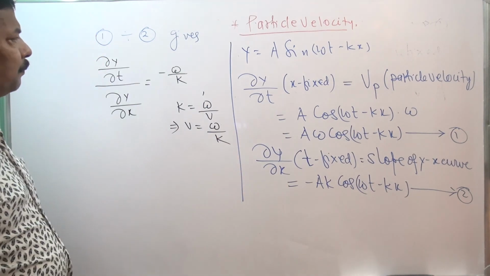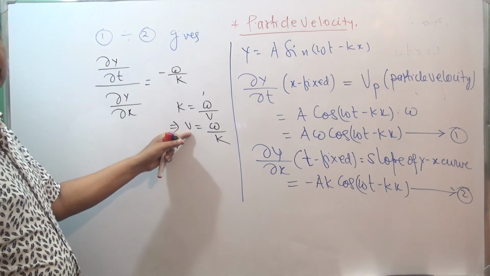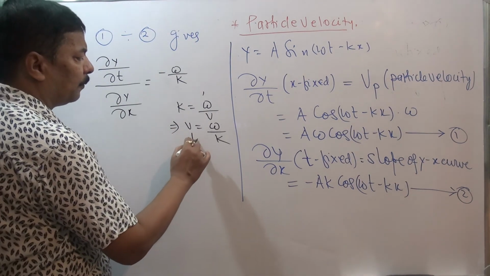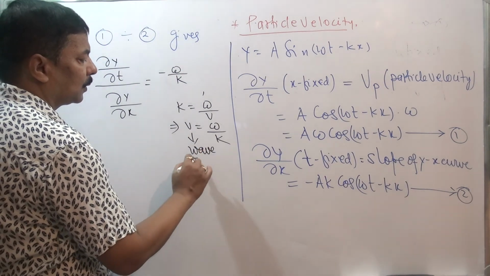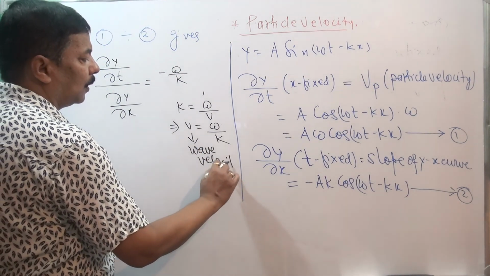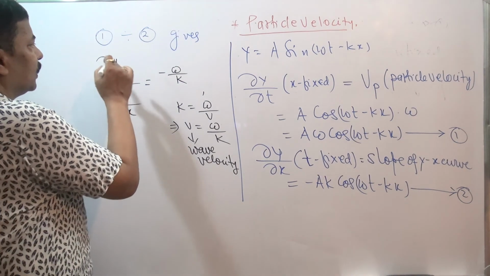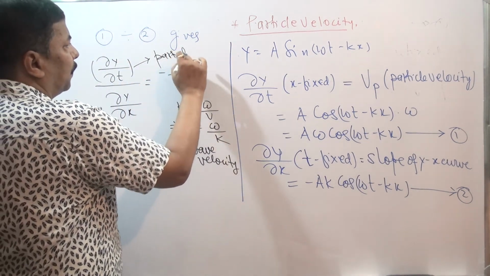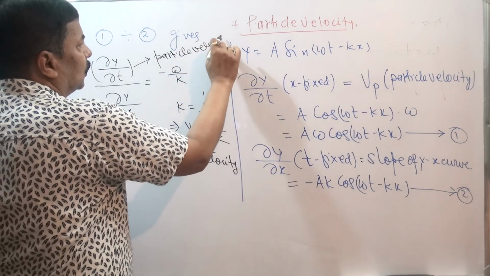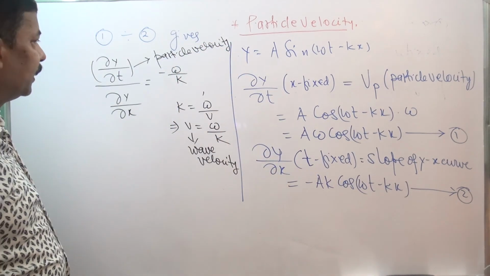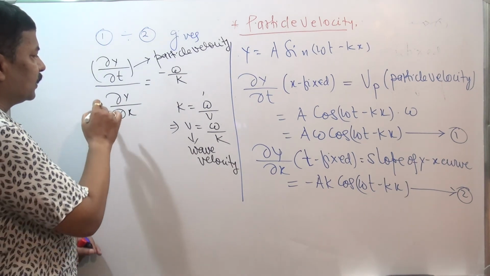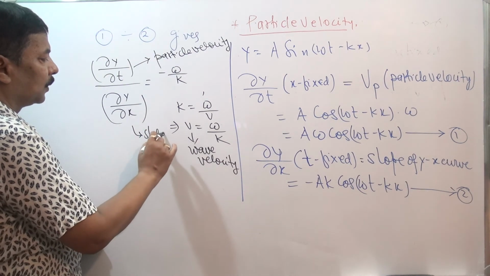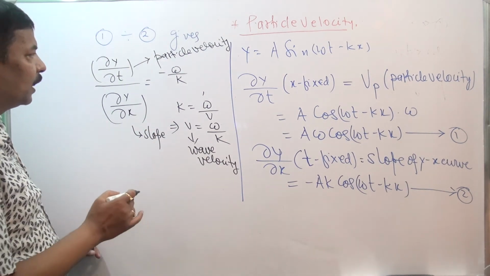What is this v? This is also representing v and this is also representing v. This v is the wave velocity. And what is this? This is basically the particle velocity. So a very important result we are getting. And what is this? This is your slope. So what result are we getting?